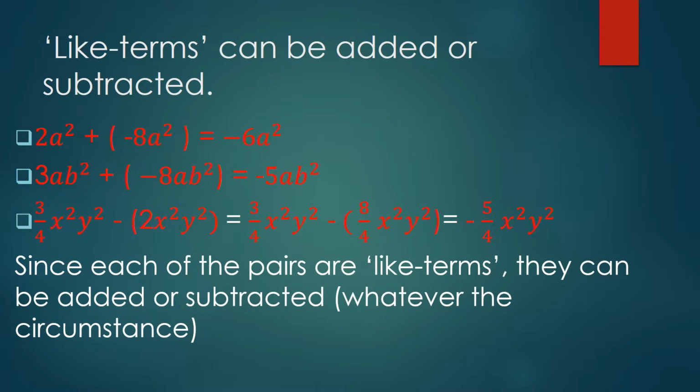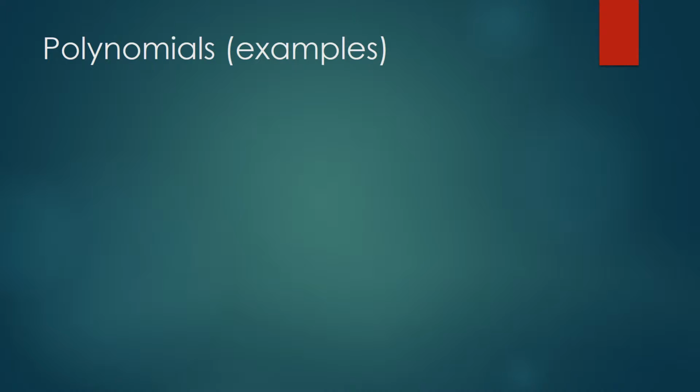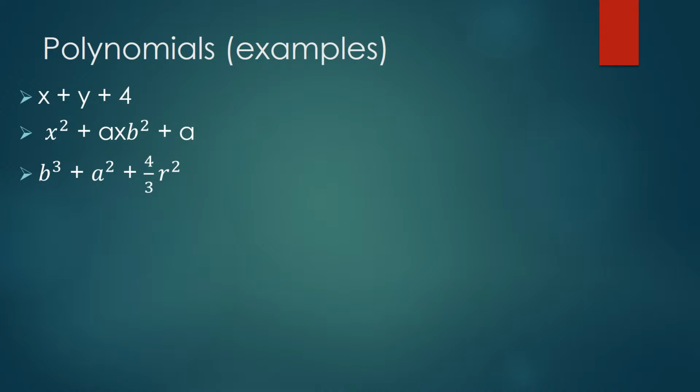So since each of these pairs are like terms, they can be added or subtracted, whatever the circumstances are in the given case. Here are some more polynomial examples. This is an example of a polynomial, x plus y plus 4. X is one term, y is another term, 4 is another term. You have 3 terms, therefore it's a polynomial. 3 different monomials in a single expression makes it a polynomial.